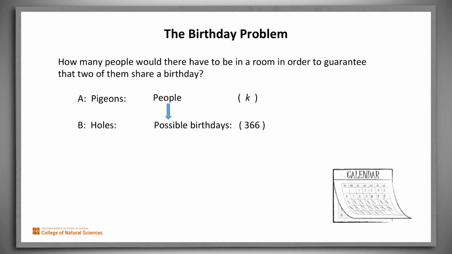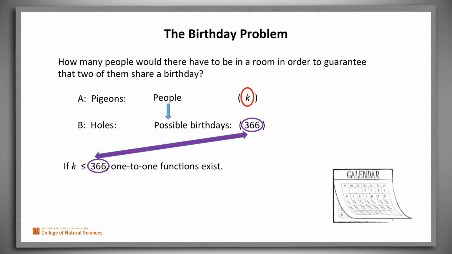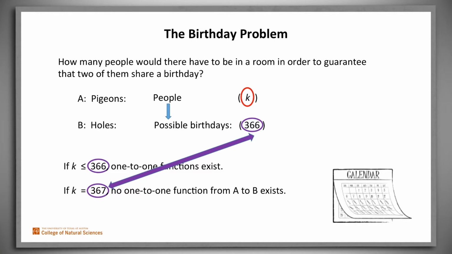Now the pigeonhole principle lets us recast our problem in the following way. What is the smallest value of K that makes this claim true? Well, if K is less than or equal to 366, then there exist one-to-one functions from A to B. But if K is 367, then there are more elements in A than there are in B. And so, no one-to-one function from A to B exists, and at least 2 people have to share a birthday.